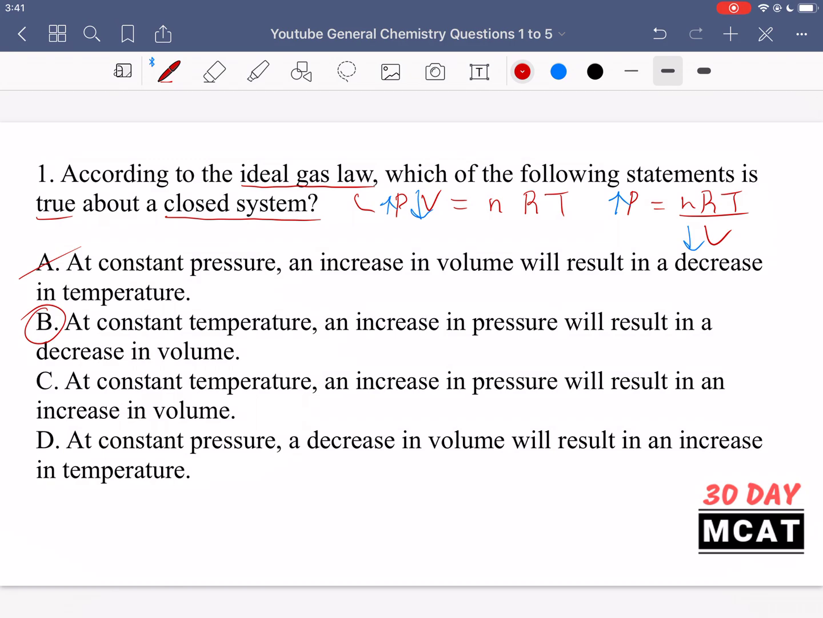A is incorrect. C is saying at a constant temperature, an increase in pressure will result in an increase in volume. That's incorrect, because that would be assuming that they're proportional instead of inversely proportional. D is saying at a constant pressure, a decrease in volume will result in an increase in temperature. This is incorrect for the same reason that A is, because it is assuming that volume and temperature are inversely related, but we know due to the ideal gas law that they're directly related.